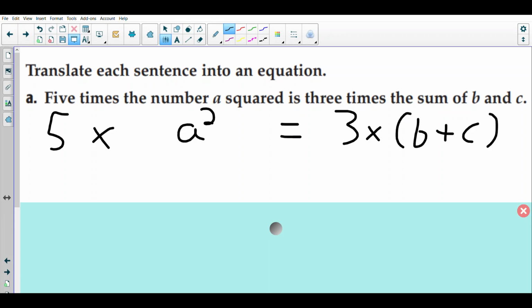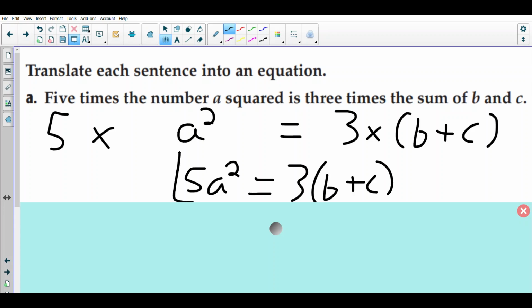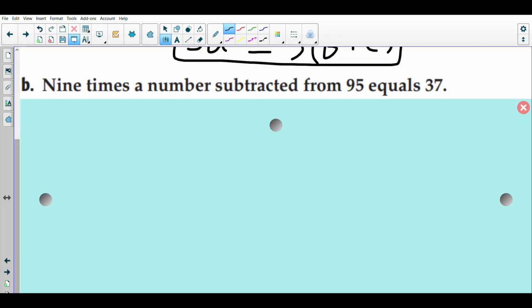So I'm going to just simplify this down now. So 5a squared, because we want to just eliminate the times symbol because it might look like an x, is equal to 3 times b plus c. So all I did was look at words and find out what they mean and then write them down right as I go. Next one.